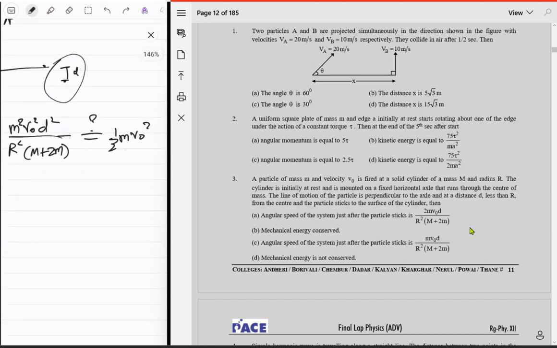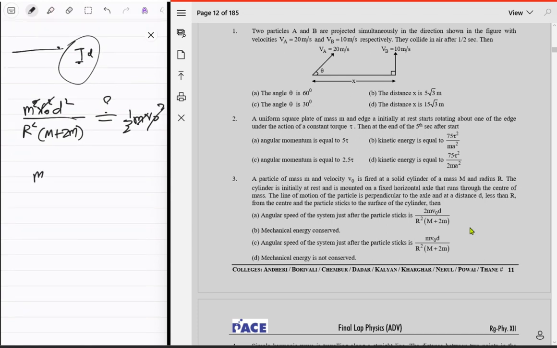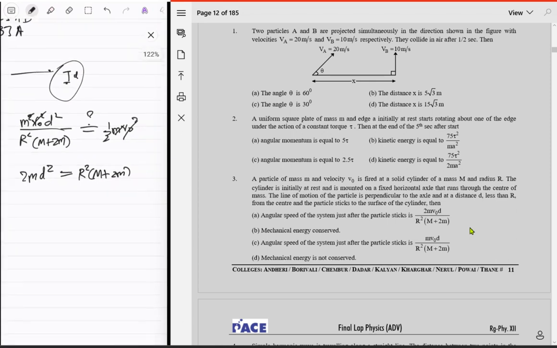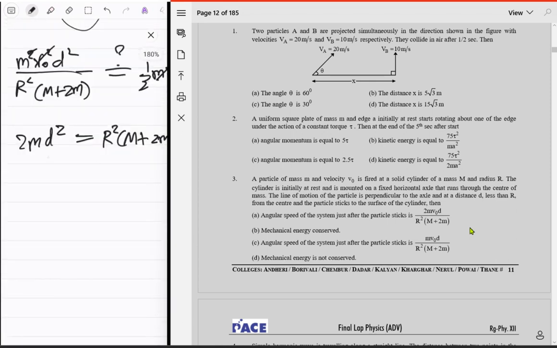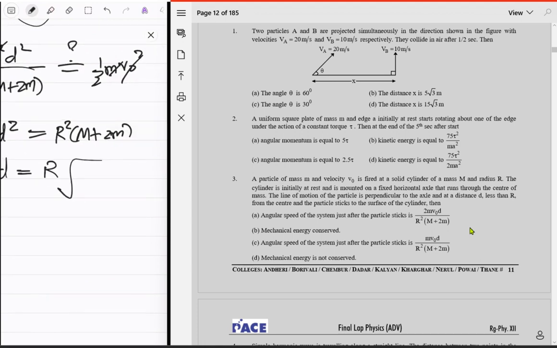Right, so m will cancel and v naught squared will go. It's like asking whether m d square is equal to, okay, this 2m d square equal to r square times something. So for some certain value of d, this could perhaps happen. So mechanical energy may or may not be conserved. We don't know for sure. Wait, okay, I think I got it. So d is equal to what? R square root of m plus 2m.